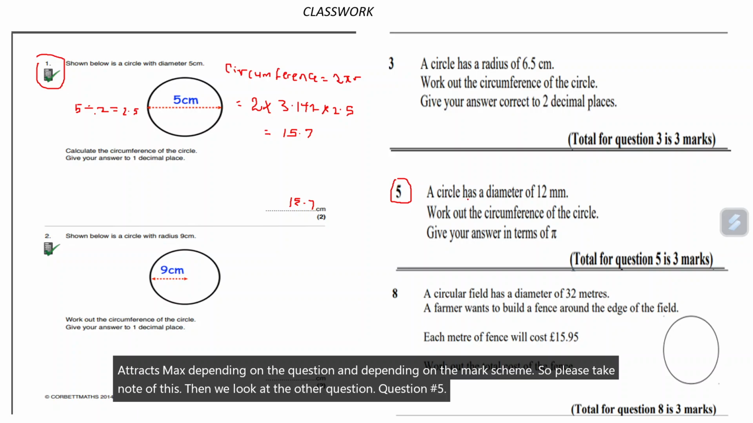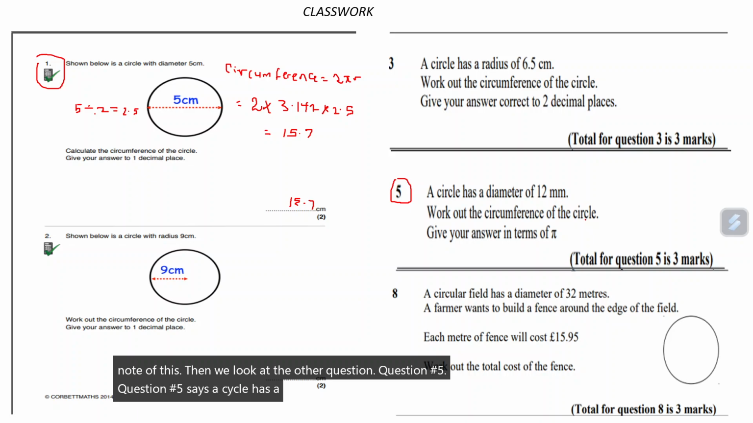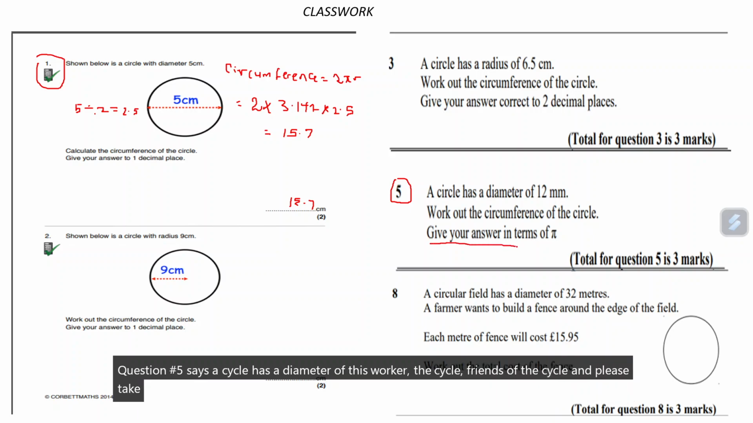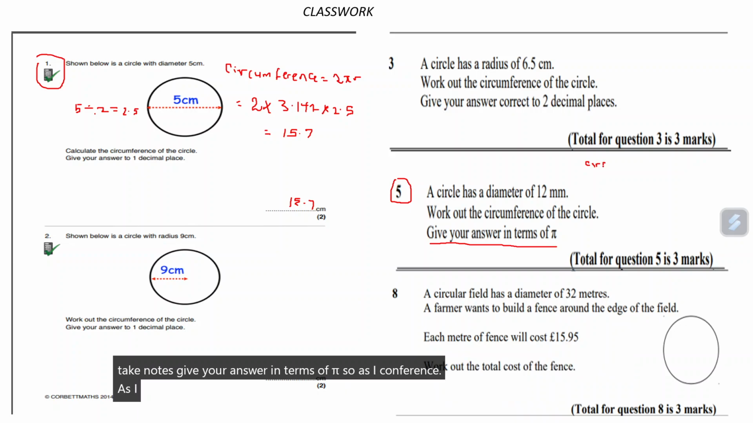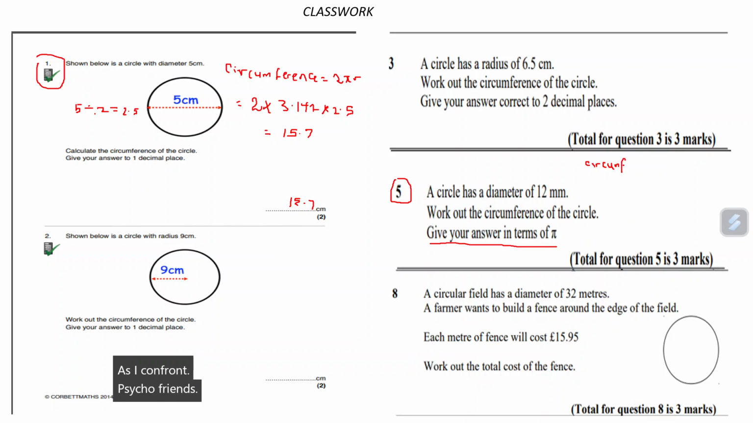Question number 5 says a cycle has a diameter of this. Work out the circumference of the cycle and please take note, give your answer in terms of pi. So our circumference is equal to 2 pi r. 2 pi r.